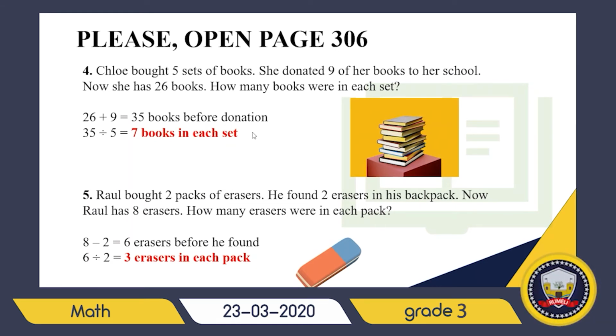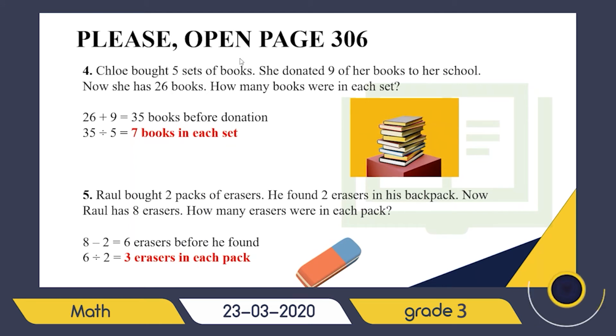Right now, please open page 306. Turn the page. Okay, question 4. It says Chloe bought 5 sets of books. She donated 9 of her books to her school. Now she has 26 books. How many books were in each set? Okay, we will move back. Now, how many books does she have? She has 26 books. Good job.